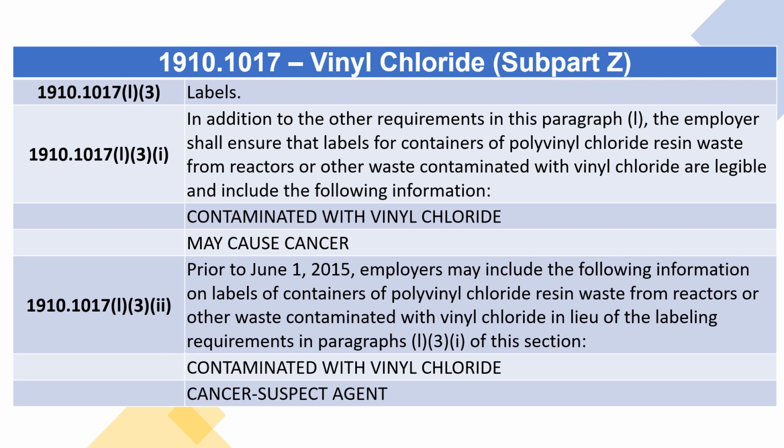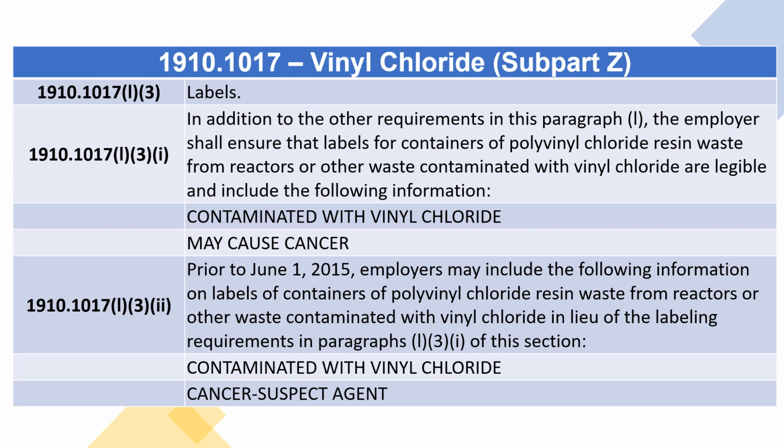1910.1017 L3. Labels. 1910.1017 L3 1. In addition to the other requirements in this paragraph L, the employer shall ensure that labels for containers of polyvinyl chloride resin waste from reactors or other waste contaminated with vinyl chloride are legible and include the following information: Contaminated with vinyl chloride may cause cancer.